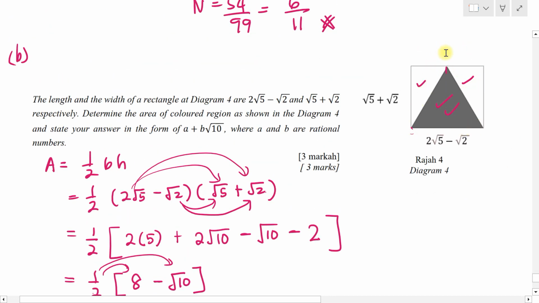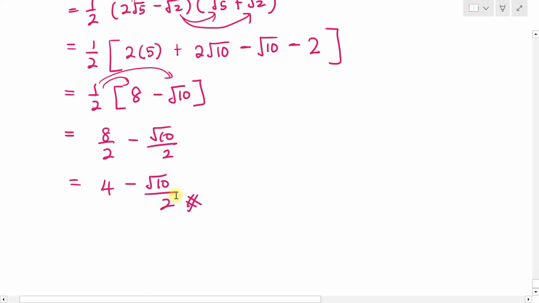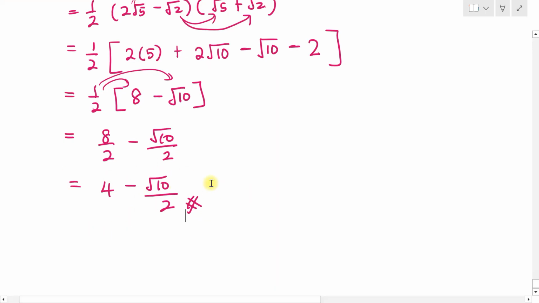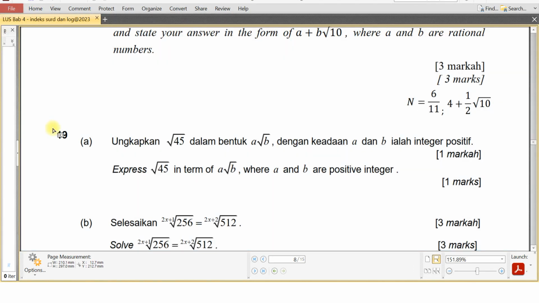Why not they just make the triangle? Why do they give the rectangle, all to confuse us? Okay, that's why I'm thinking of this. You can, this form and this form are the same. You can let it be like that. Okay, right. Very weird question though.